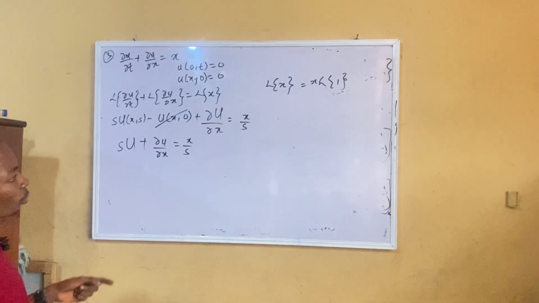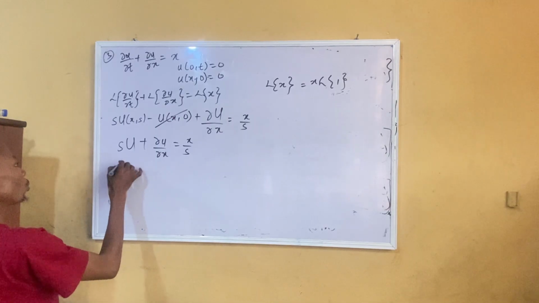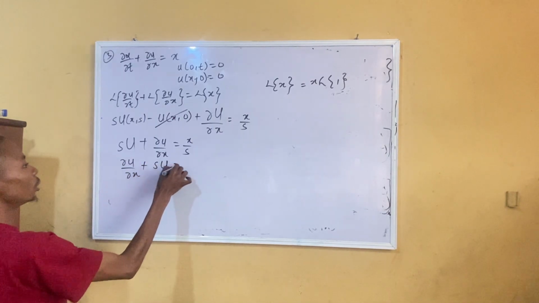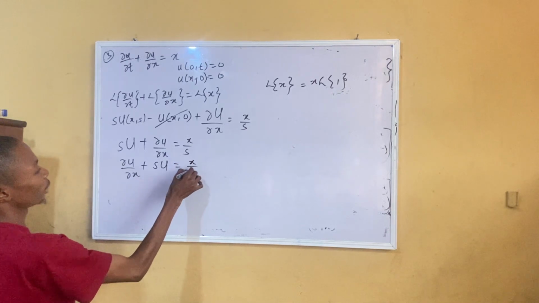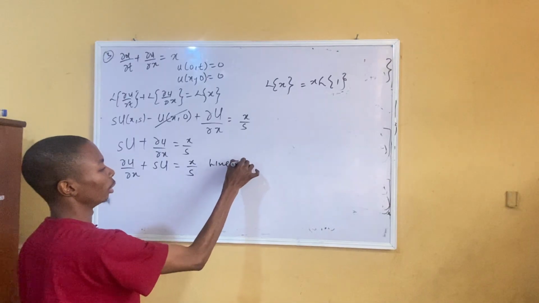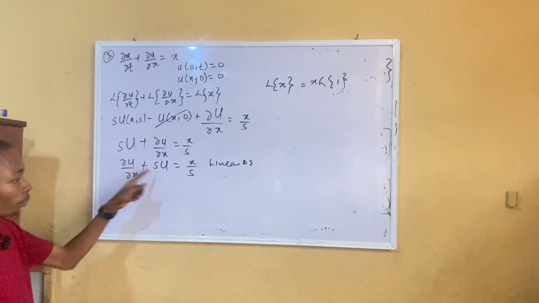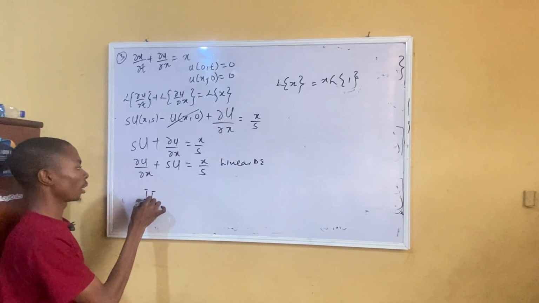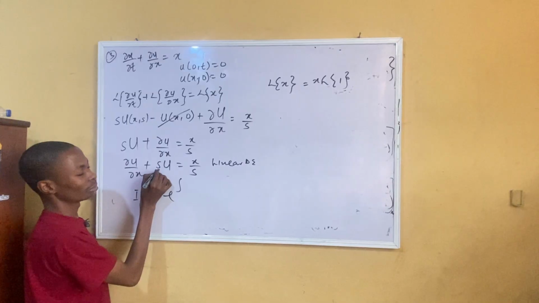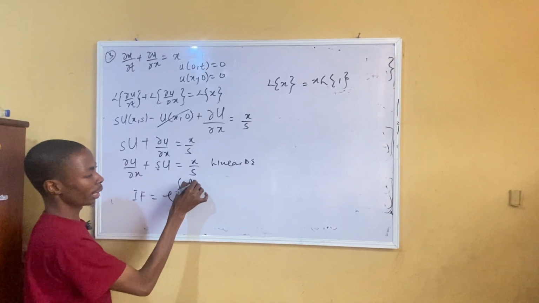What order is this one? This is a first order ODE. So I'm going to write it properly as dU dx plus sU equals x over s. This is a linear differential equation. How do you solve a linear differential equation? Integrating factor. So what is your integrating factor? e raised to the power integral of this, e raised to the power integral of s with respect to x.